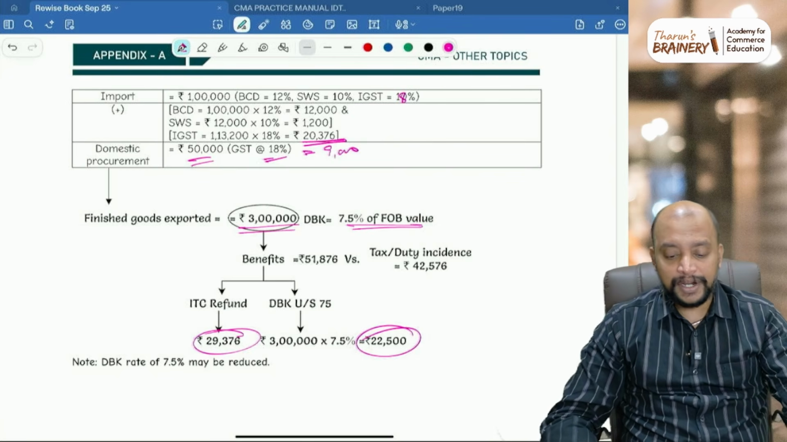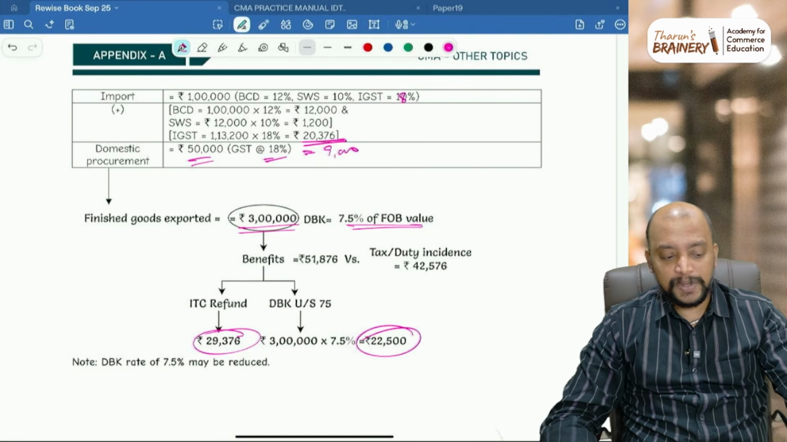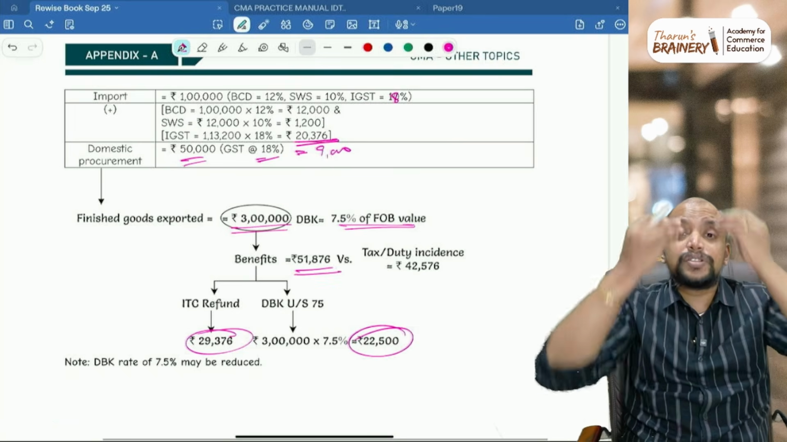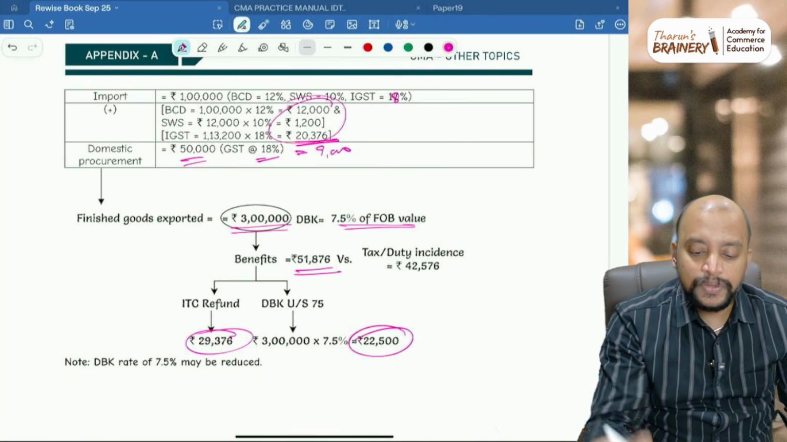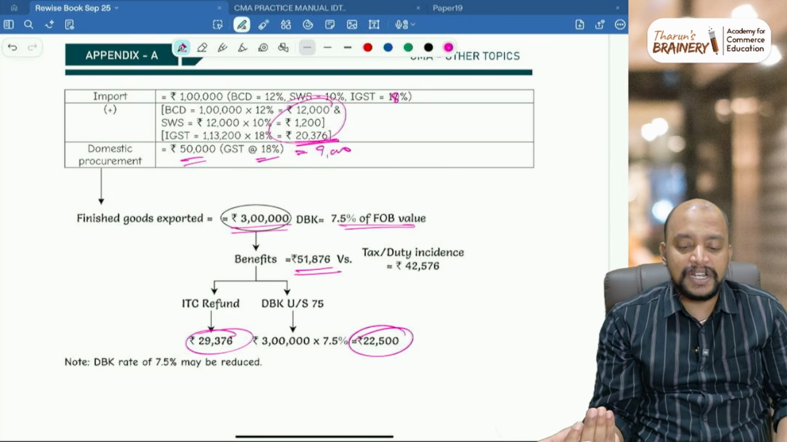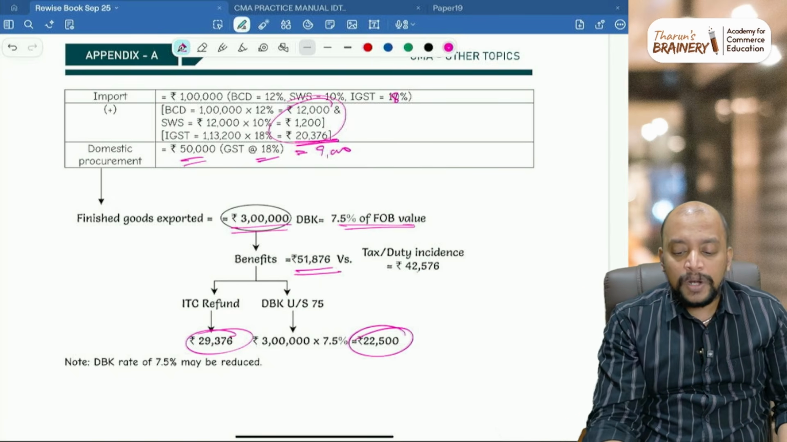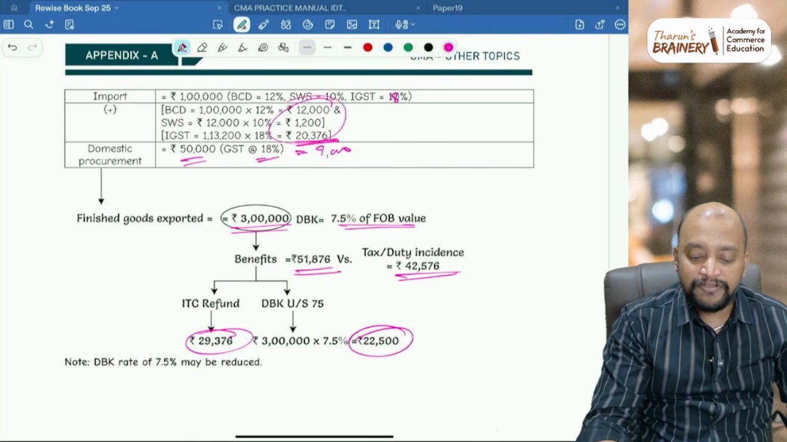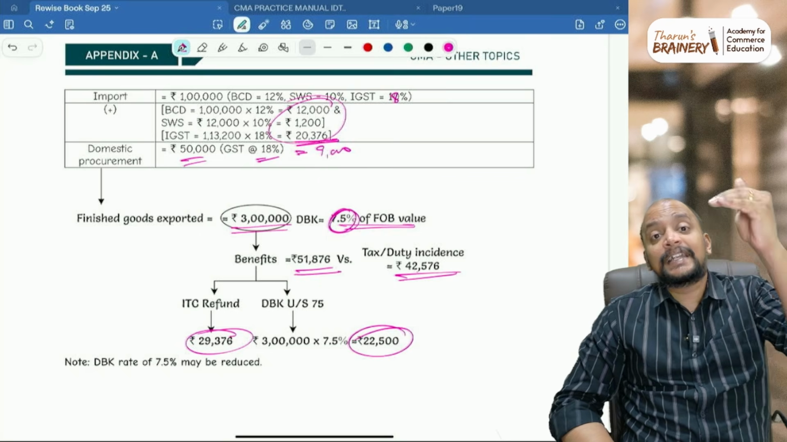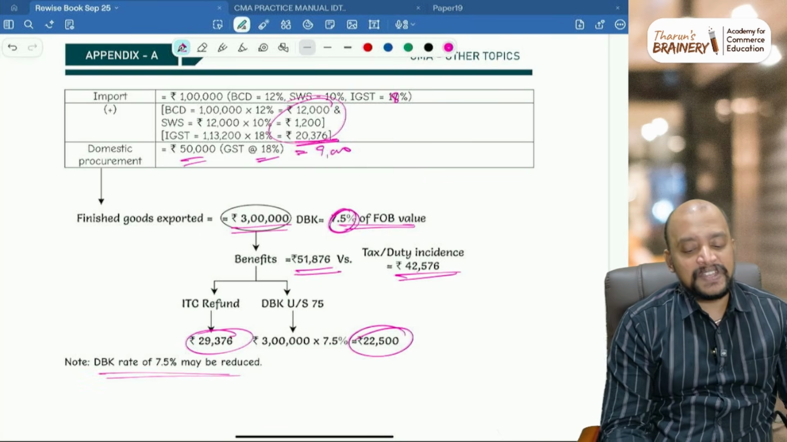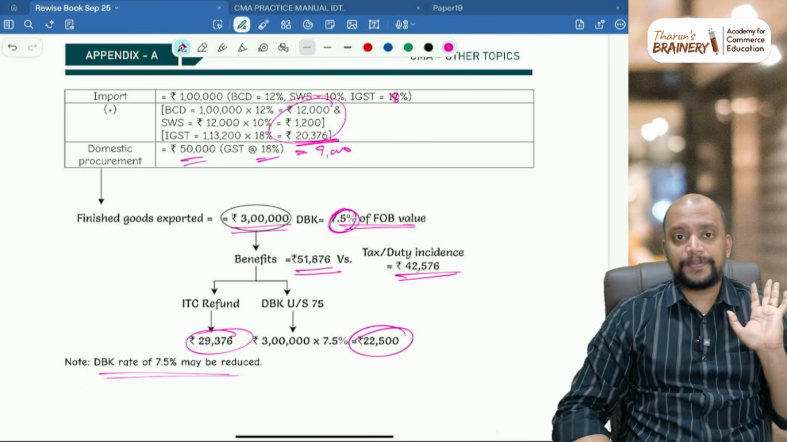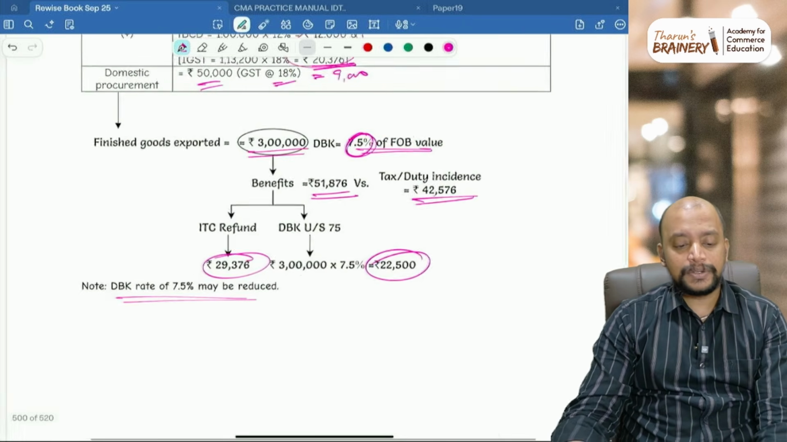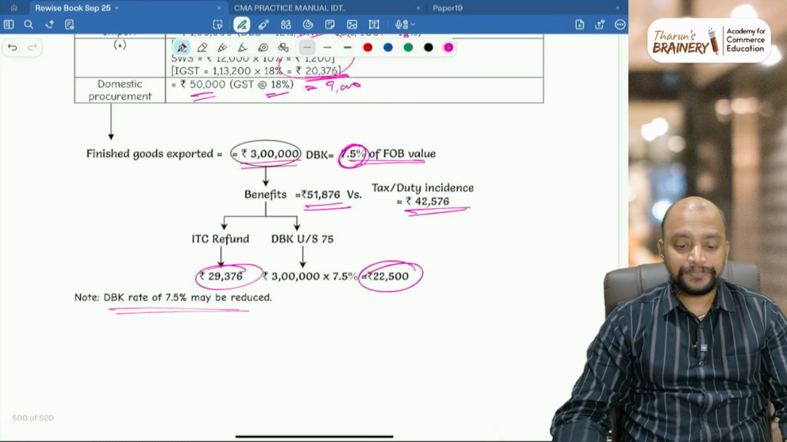So how much benefit are you getting? 29,376 plus 22,500, you are getting 51,876 as benefit. But what is the total customs duty you paid? That is only 12,000 plus 1,200 plus 20,376 plus 9,000, only 42,576 is your total tax incidence. In that case, this 7.5% duty drawback rate can be reduced. So the duty drawback rate of 7.5% may be reduced. Okay, that power is there under rule 4. So this is about the duty drawback that you have.